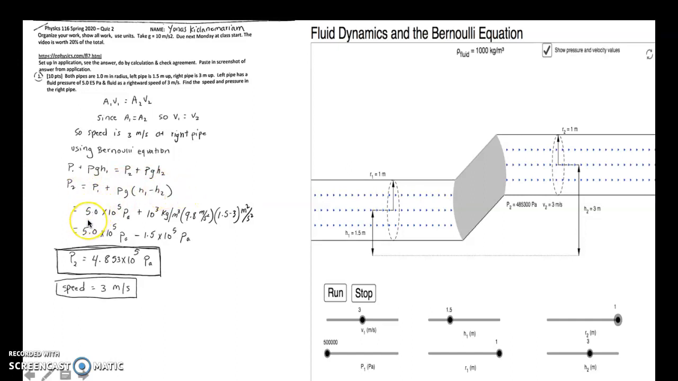So this is 5E5 for the pressure. The density of water is 1,000 kilograms per cubic meter. This is the acceleration due to gravity. And then here, the left pipe is 1.5 meters up, and the right pipe is 3 meters. And that's where we get these here. Once we solve all of this, what we get is 4.853E5. And the speed is 3 meters per second.